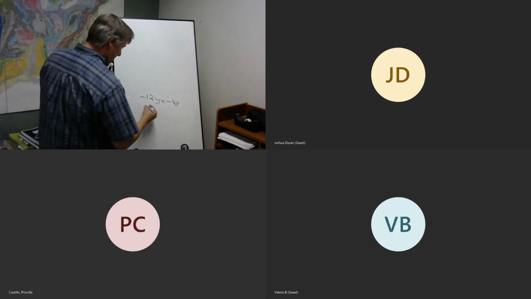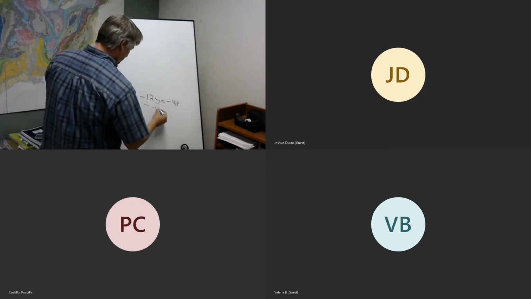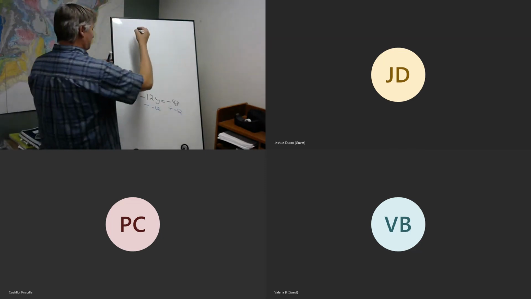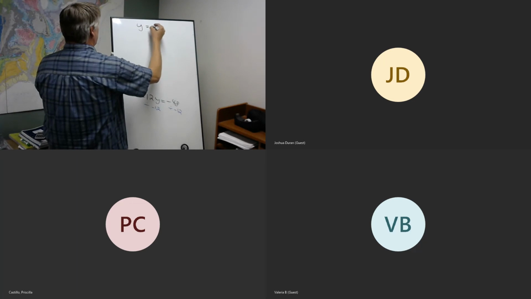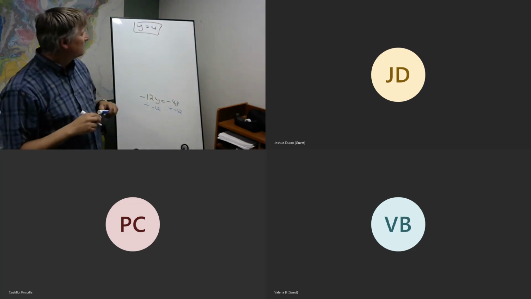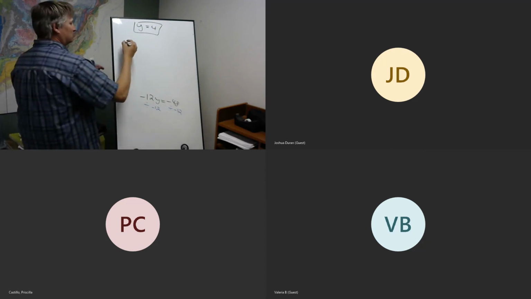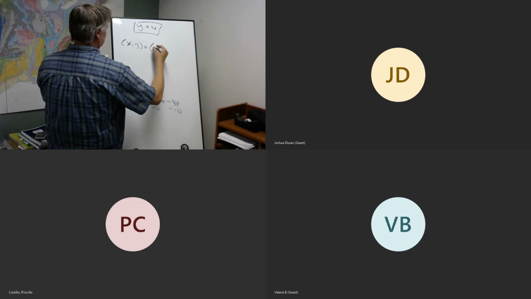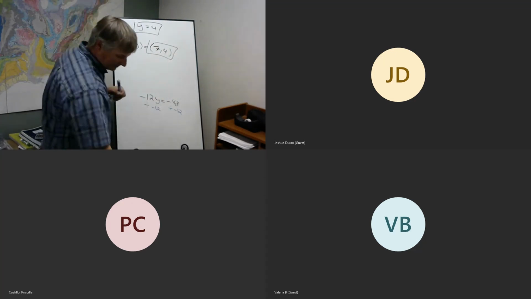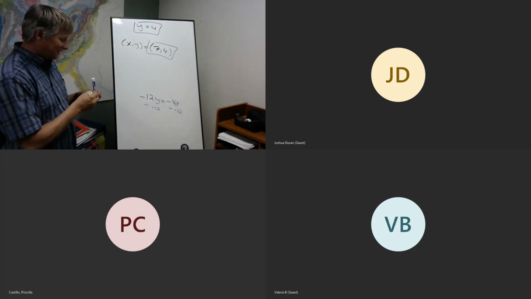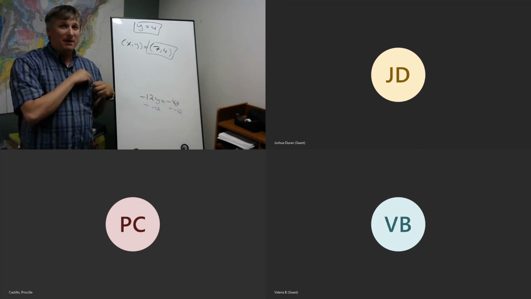divide by negative 12. There you go. Y is equal to 4. So for our solution, we get 7 and 4. So any questions about that?